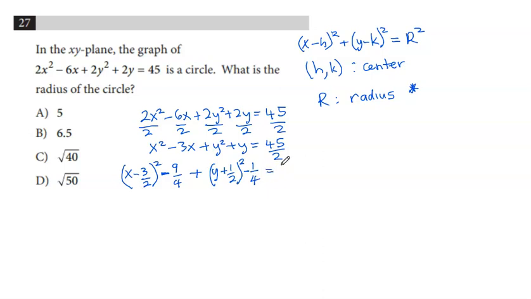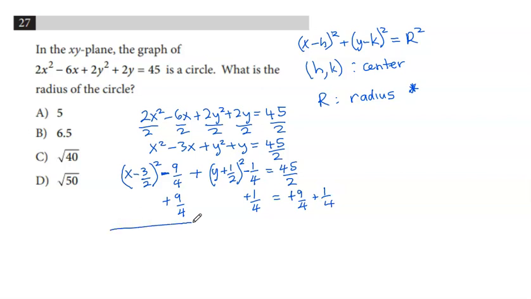So with this, I've dealt with the left-hand side of the equation. Now the right-hand side, I have what? 45 over 2. So now we continue. We solve this the way we solve our regular algebra. So I'm going to add 9 over 4 to this, and what? 1/4, right? And do the same thing on the right-hand side. So I'm going to add 9 over 4 and also 1/4.